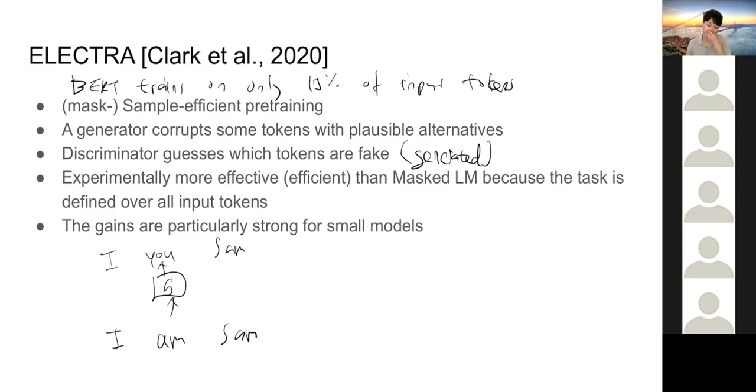And that's what they mean by sample efficient, because in this case you'll be giving the loss for every token in the input. And they think that's really important compared to masked language model. And what they're saying is that the gains are particularly strong for small models. So let's look into this paper.